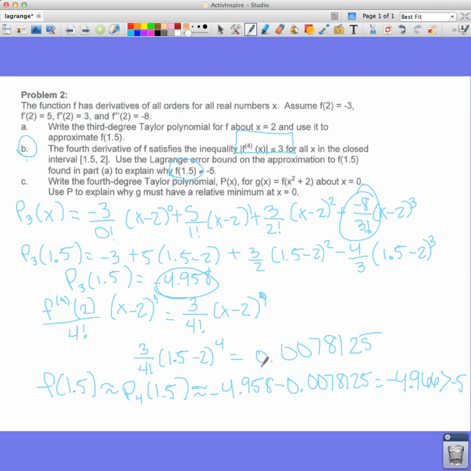Because this term, this is what we call the error. Because this error does not give me closer to -5, then I can say that f(1.5) is not equal to -5. Anytime you're calculating the error only, it is just this second term evaluated at the point, so your error would be this answer only. And that's it for Lagrange error bound.